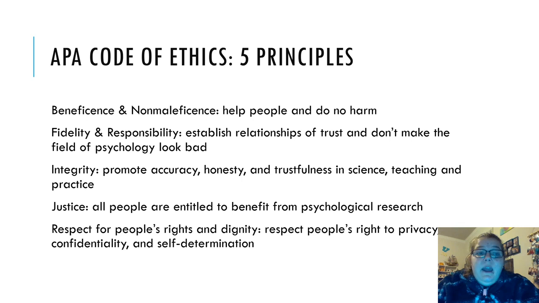So the APA, which is the American Psychological Association, developed their code of ethics based on the Belmont Report, and they just expanded it a little bit. They also based it on, of course, the famous, well, infamous ethical violations. So the first one is beneficence and non-maleficence, which is help people and do no harm.